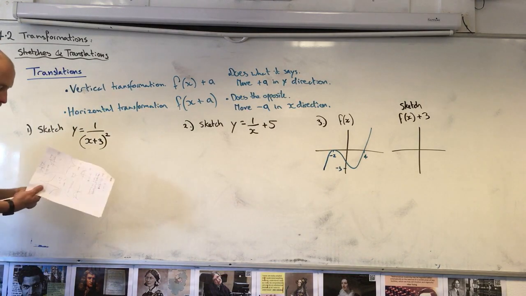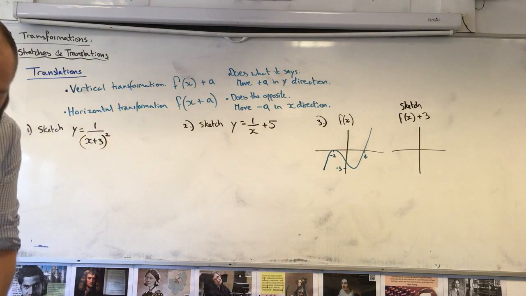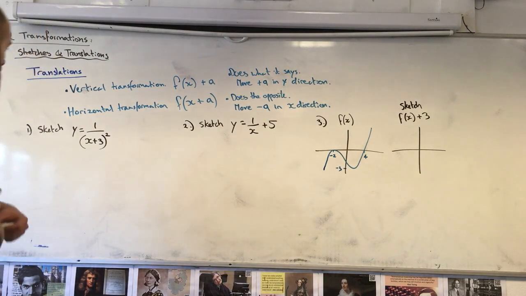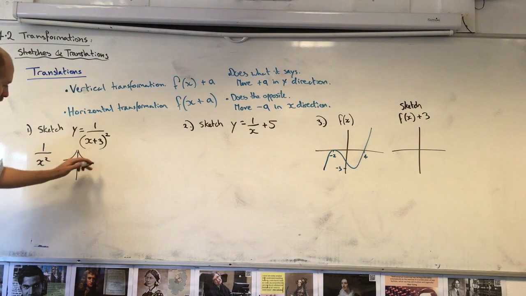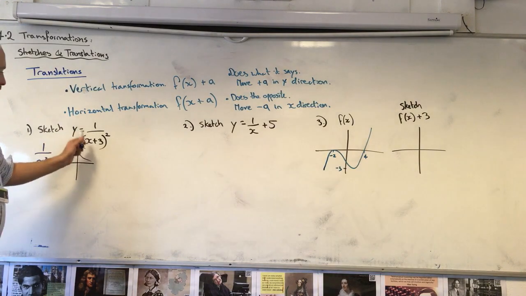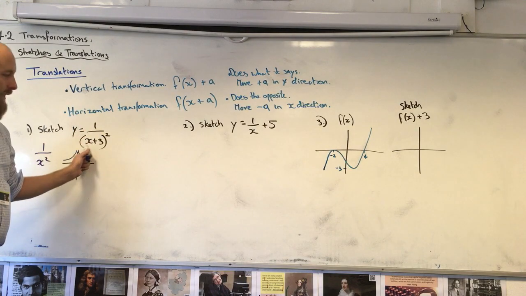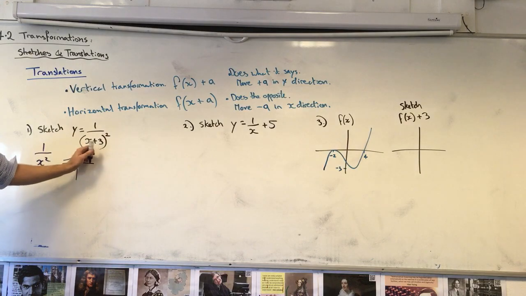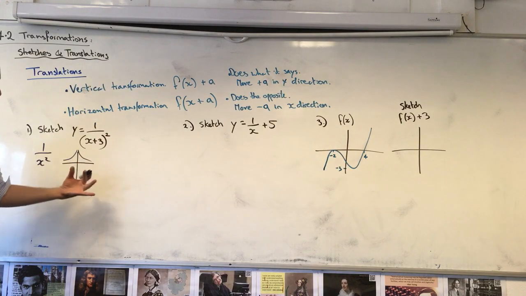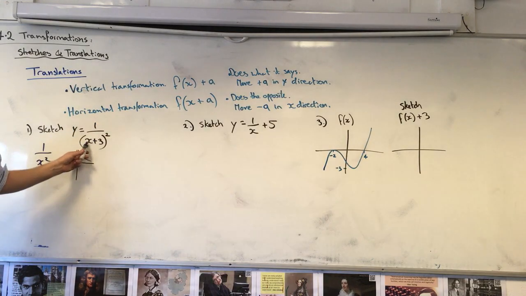Right, so the first one. Our original function in this case was a 1 over x squared graph. A quick recap of what a 1 over x squared graph looks like: it's one of these. So we have to sketch 1 over (x plus 3) squared. That is going to be a horizontal transformation because the 3 is with the x, not outside the function. And it's going to do the opposite of what it says.